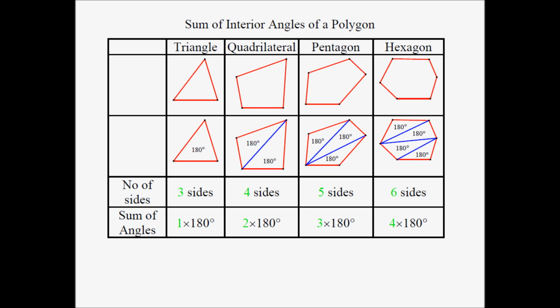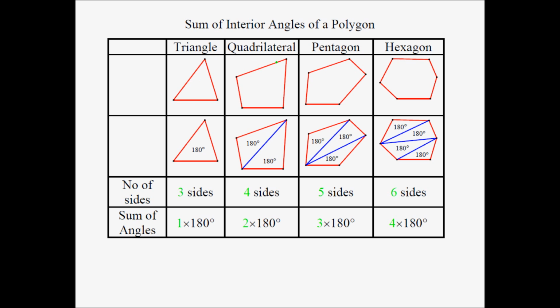We're now going to use this slide to prove the formula for the sum of the interior angles of any polygon. Recall, a polygon is a two-dimensional figure bounded by straight line segments. So the simplest polygon is a triangle. It's bounded by three line segments.